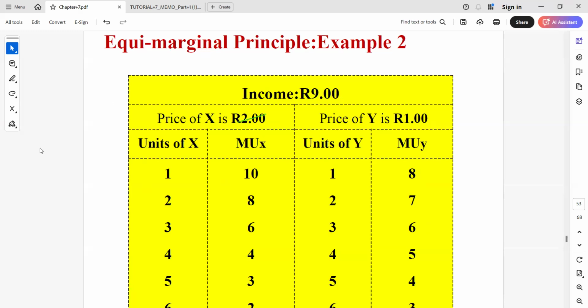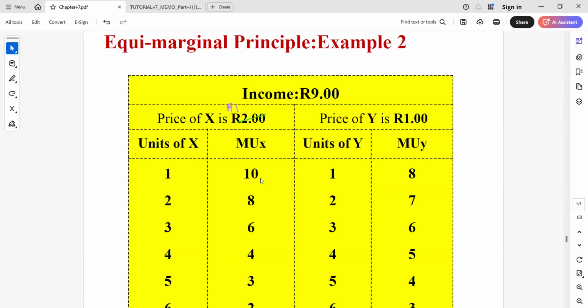So the price for good X is no longer 2 rand. Now it is 1 rand. This is 1 rand. Guys, this is taking so much time, but I'm almost going towards the end. I'm going to finish all the slides. So 1 rand. And then if you say 1 times 10, you're going to get 10.